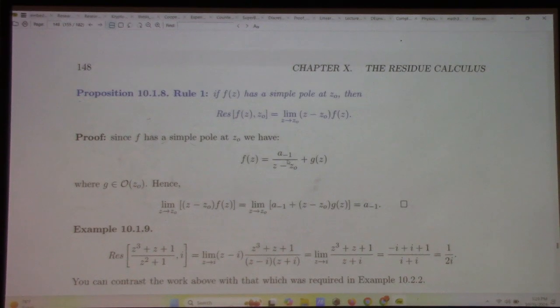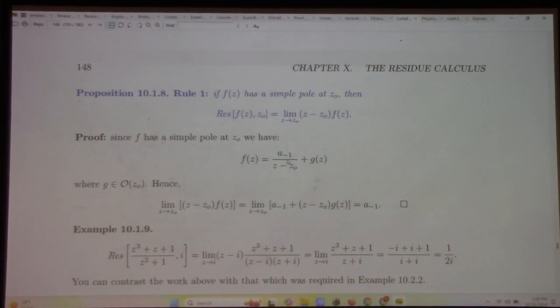Suppose you were integrating z cubed plus z plus 1 over z squared plus 1 dz, over, say, modulus of z minus i equals 1. Is this my example 7? Example 8? All right, our final example for today.